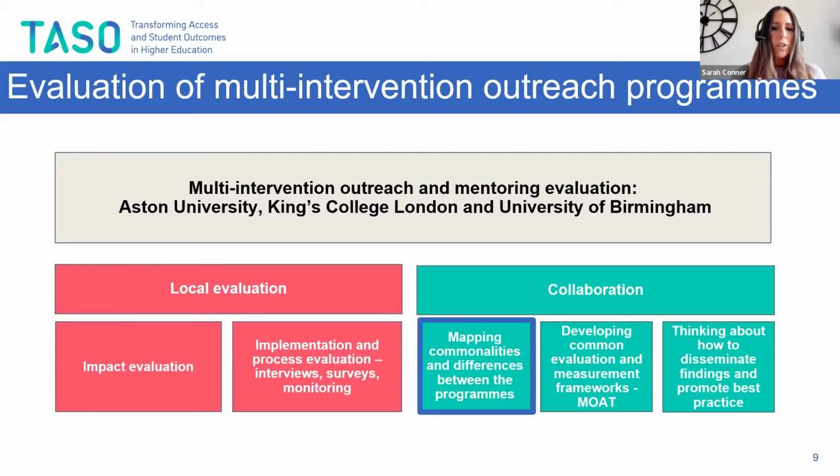And we had a local evaluation at each of those universities to understand the impact of their programs. I'm not going to go into a huge amount of detail there, because you can read those project reports available on our website. We launched those in May. But what is really important to the context of this webinar is that we mapped the commonalities and differences between the programs, and that led to us forming the MOAT, or the Mapping Outcomes and Activities tool, to understand the different activities being delivered across these programs, but also developing common evaluation and measurement frameworks for these programs. So that's how the MOAT, the mapping tool, came about.